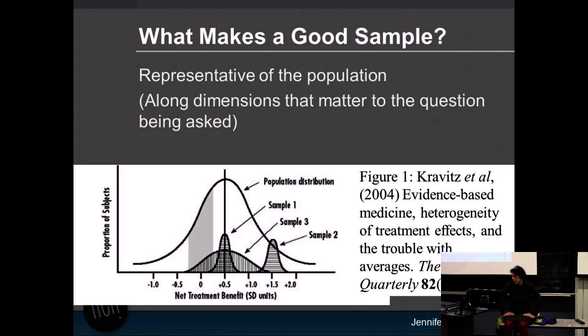Sample 1 is centered at the same average as the true population. If we took a sample like that from this population and studied how they reacted to a medication, would you trust the results? Why or why not? Talk to your neighbor for a second and see if you can come up with an answer. For sample 1, sample 2, and sample 3, which one do you trust best and why?